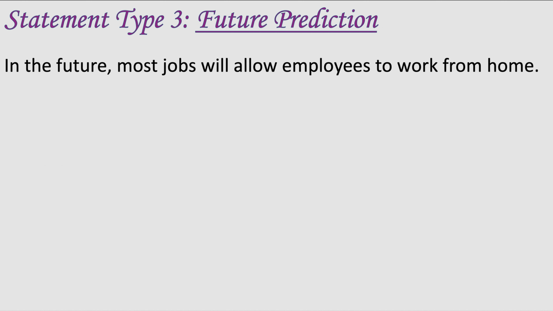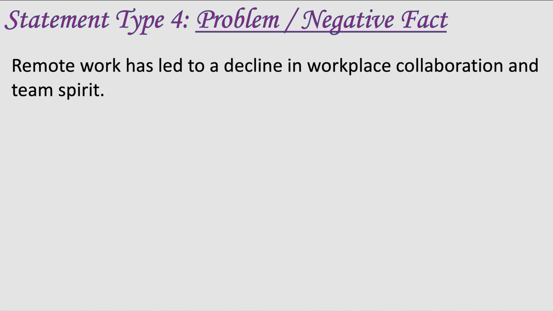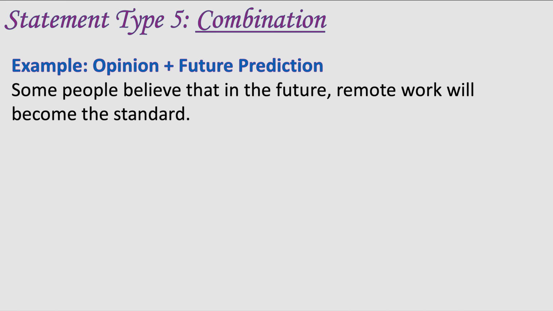Another type is a future prediction, something expected to happen later. Sometimes a statement highlights a problem or a negative situation. Usually, these types of questions ask for causes, effects, or solutions. Sometimes a statement may combine two types. For example, it may give an opinion and a future prediction together.